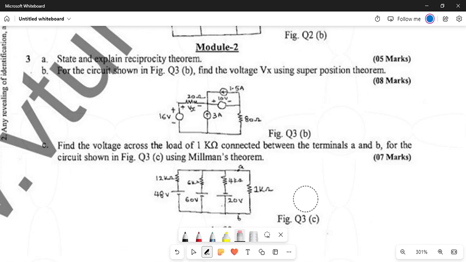How does the superposition theorem work? You keep one source acting alone and you make all the other sources either open circuited or short circuited, according to the given question. If it is a voltage source, it is short circuited. If it is a current source, it is open circuited. That you all know.